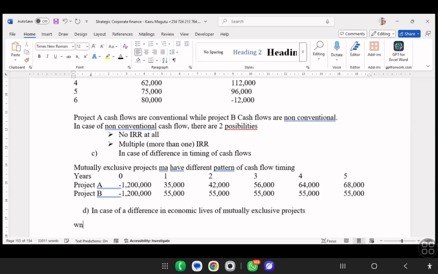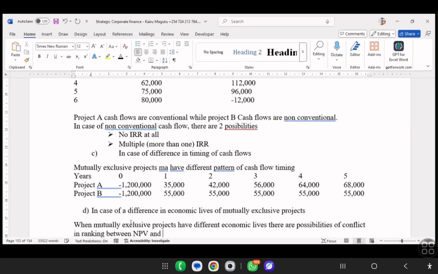When mutually exclusive projects have different economic lives, there are possibilities of conflict in ranking between NPV and IRR.